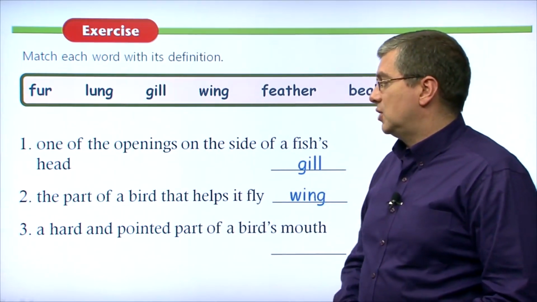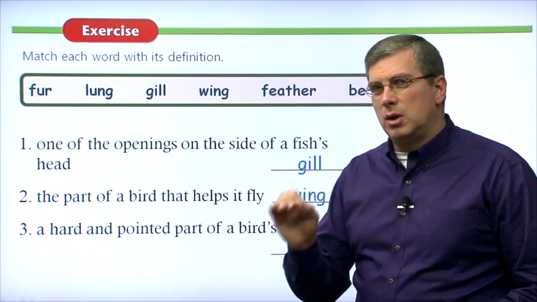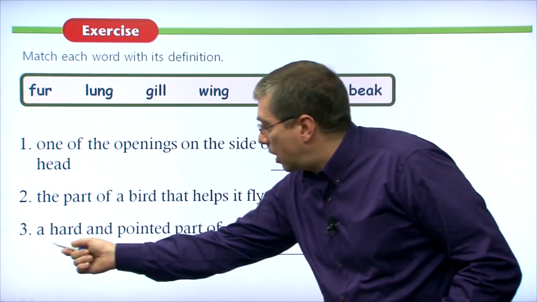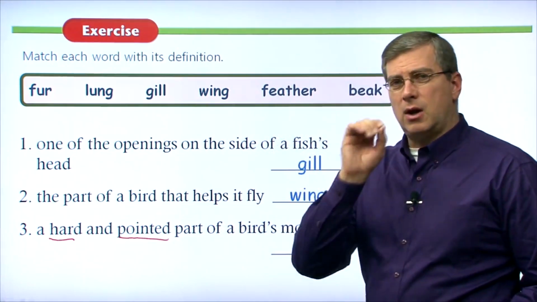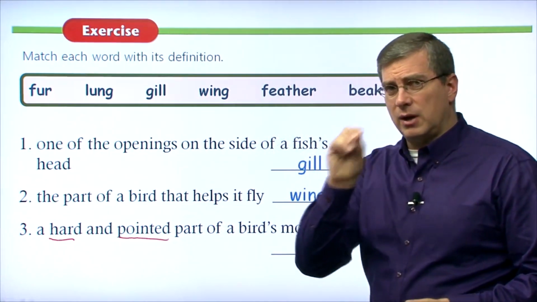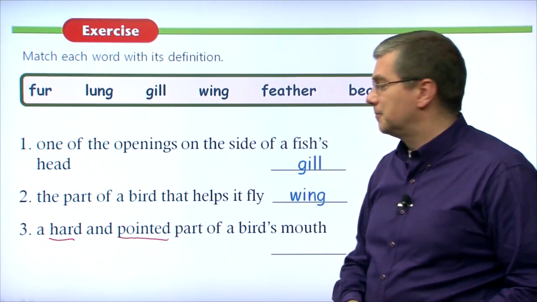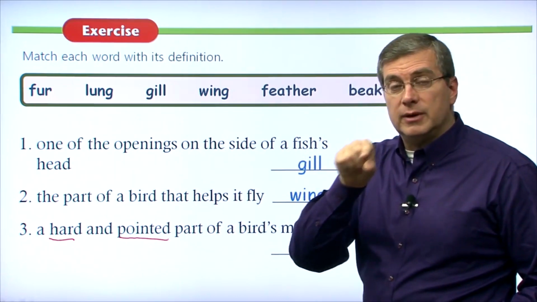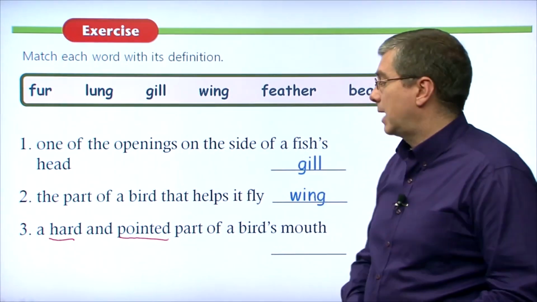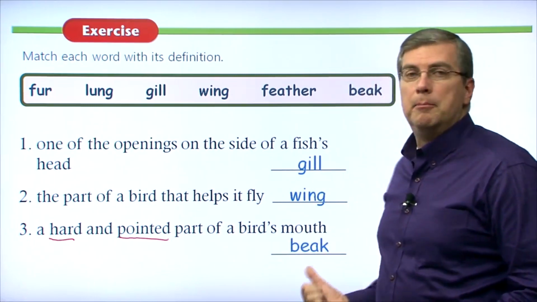Number three, the definition. A hard and pointed part of a bird's mouth. It is hard and it is pointed. Two things. Hard, so it's not soft, right? It's very hard, and it needs to be hard to hit a tree or to go into the ground. And it's pointed, means it's long and sharp, sometimes on the end. What, of course, is that part of the bird's mouth? That, of course, is a beak.